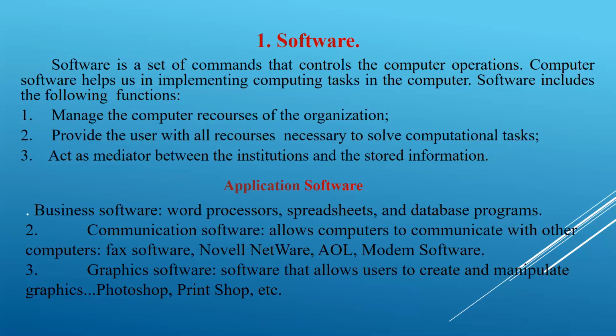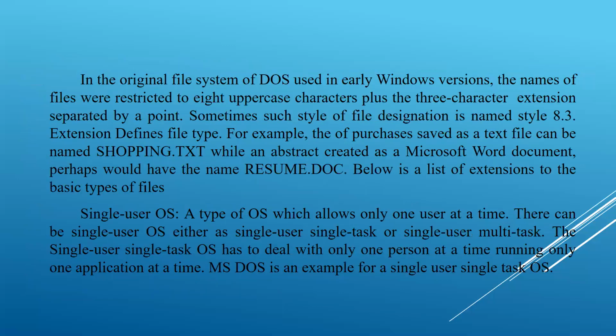Application of software. First, business software. It includes word processors, spreadsheets, and database programs. Second, communication software. It allows computers to communicate with other computers: fax software, modem software, and so on. Third, graphics software. Graphics software allows users to create and manipulate graphics. For example, the programs Photoshop, Printshop, and so on.